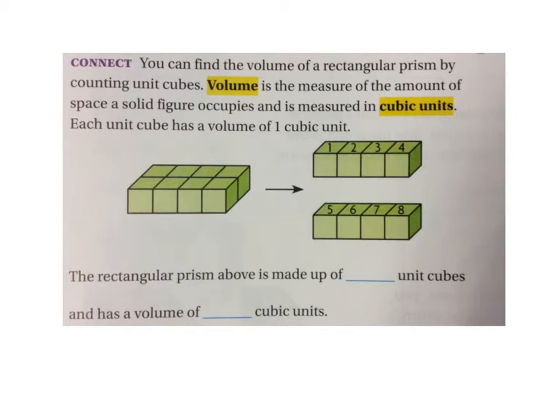It says you can find the volume of a rectangular prism by counting the unit cubes. Volume, and I want you to write this down, volume is the measure of the amount of space a solid figure occupies and is measured in cubic units. Okay, so volume is how much space a 3-dimensional figure takes up. Does Karan take up some volume in this room? Yeah. Does this water bottle take up some volume? Totally. Does this stylus take up some volume? Yeah. Volume is just the amount of space something takes up.